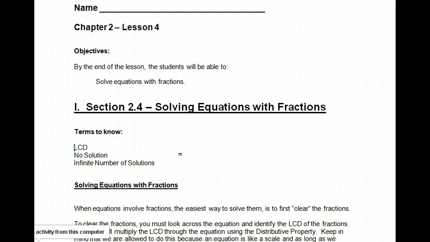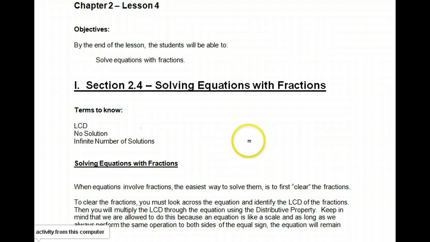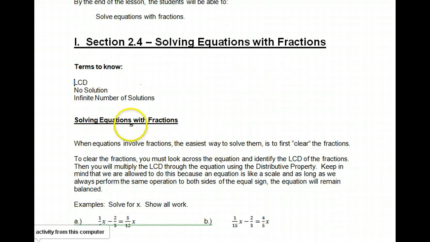The terms that you do need to know for this section are least common denominator, which we refer to as LCD, no solution, and infinite number of solutions. So when equations involve fractions, the easiest way to solve the equation is to first clear out the fraction altogether.